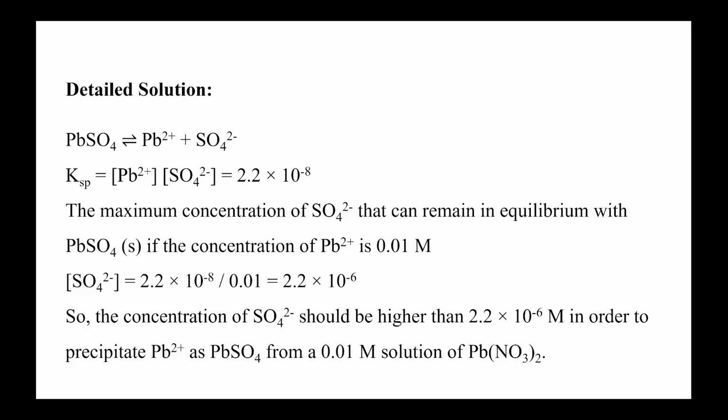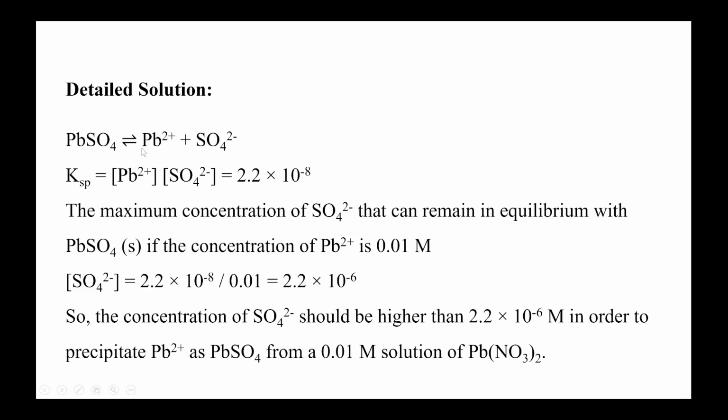So we have the reaction PbSO4 goes to Pb2 plus and SO4 2 minus. This is how PbSO4 will dissociate into its respective ions. After that we have the Ksp value for PbSO4. A solubility product is always defined as the concentration of the respective ions of a salt.